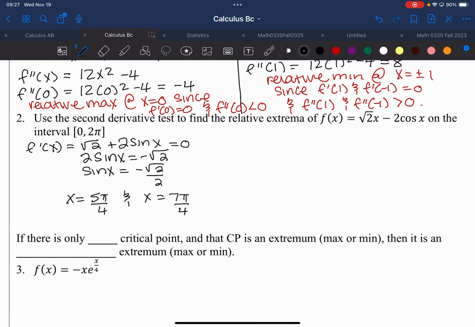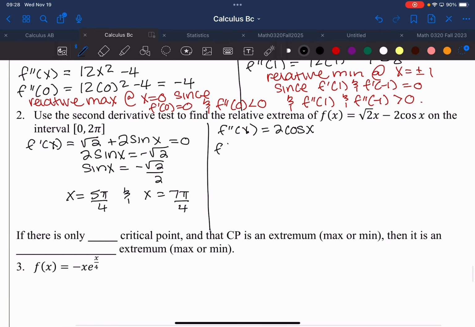Okay, so now we're going to do the second derivative. Okay. And what would be the second derivative? 2 cosine x. Square root of 2 went away because it's a constant. The derivative of sine is cosine, so this became 2 cosine x. Which means from here, we're going to plug in our 2 potential critical points into our second derivative, and this is going to determine if we have a relative max or relative min.